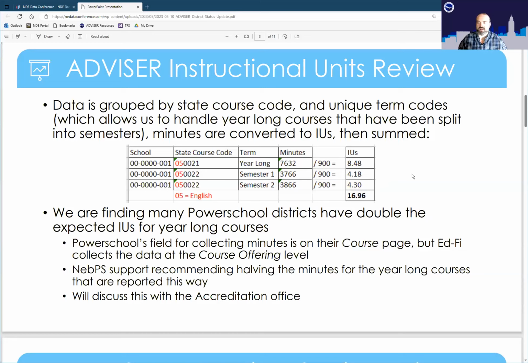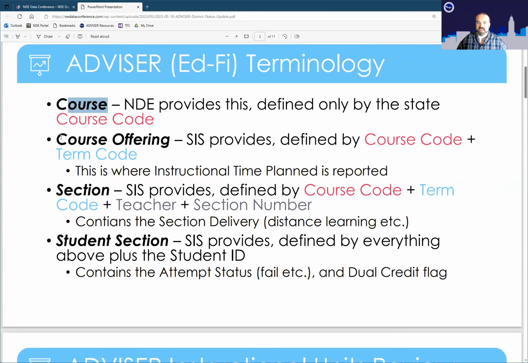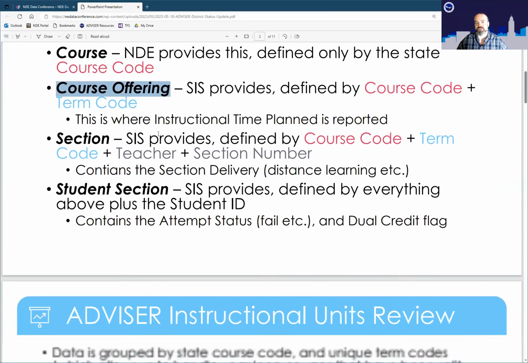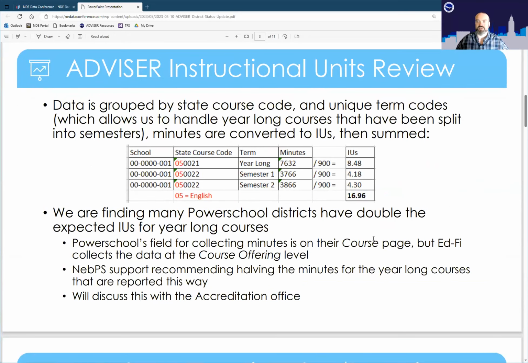But we are getting feedback. A lot of PowerSchool districts are doubling up the amounts here. And it kind of makes sense. As I've studied this a little bit, I realized PowerSchool is essentially collecting the planned minutes for a course on what I would call a course page. PowerSchool collects the number at that very top level here, but they have to send it to us here in the course offering, which is also defined by the term code. So kind of just an unfortunate situation there.